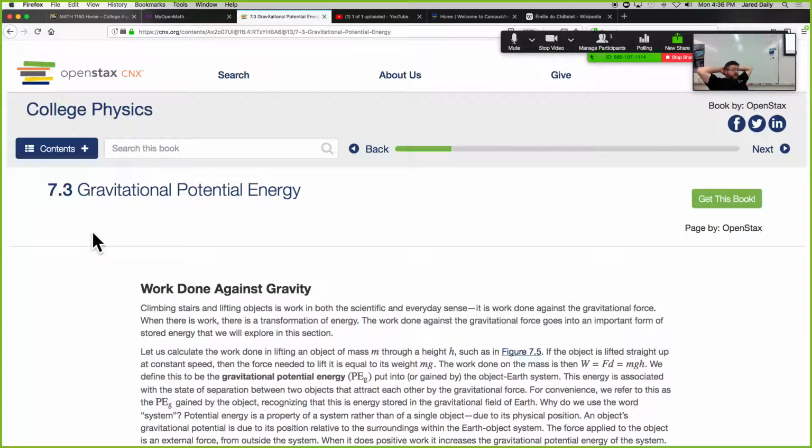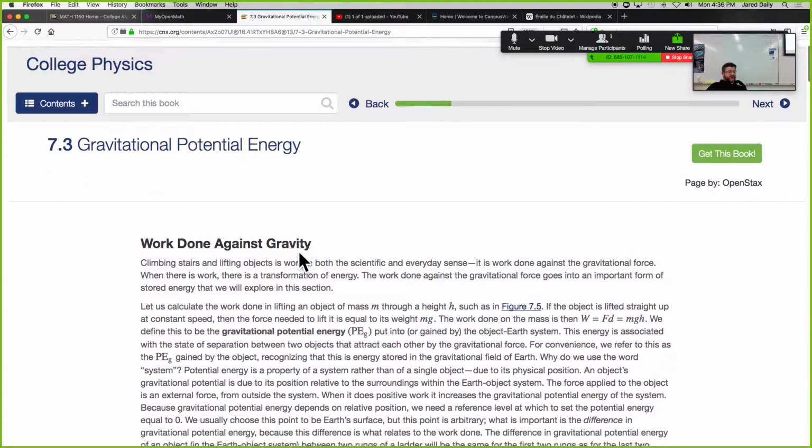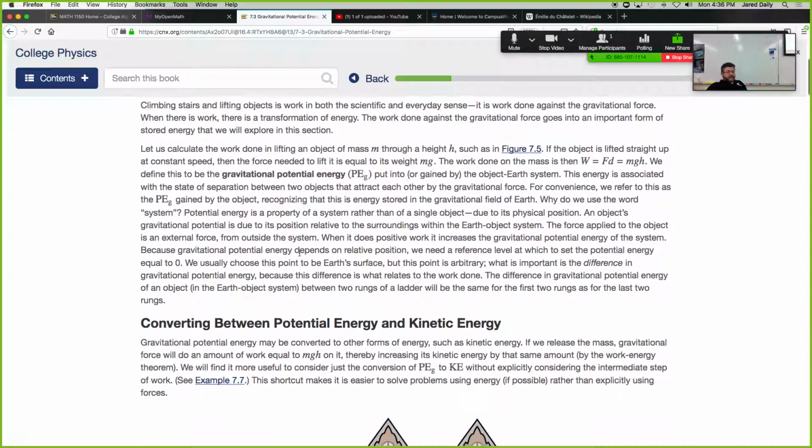Now there is another type of energy which we call potential energy. Potential energy is really exactly what it sounds like. It is energy that you could have, but it's more like energy that can be converted into kinetic energy or can be converted into work, right? And one of these types of potential energy is the type of energy that you get when you lift something up in a gravitational field.